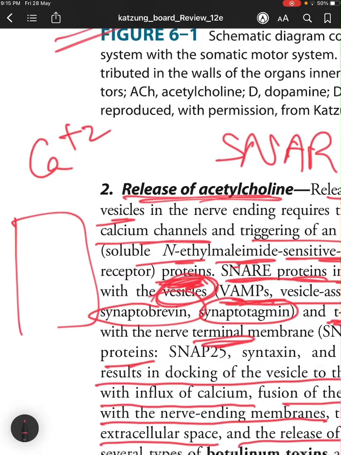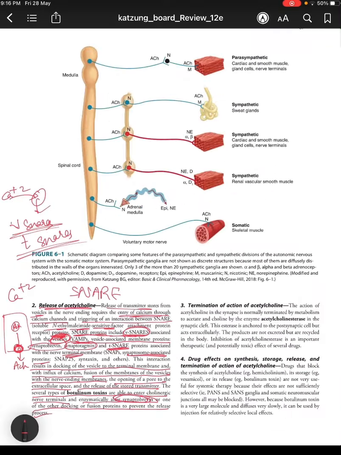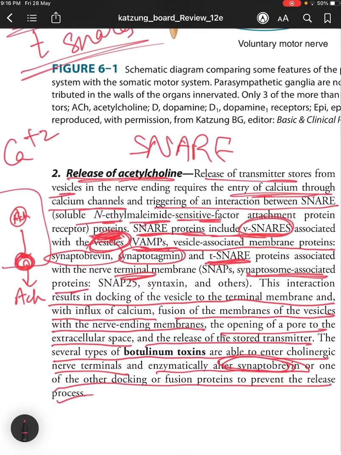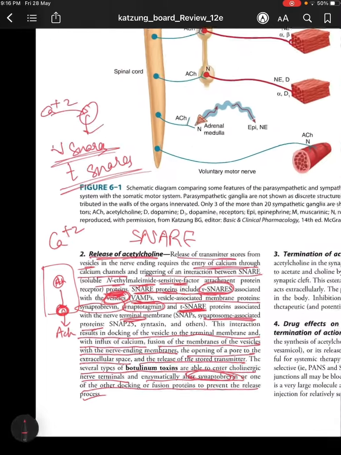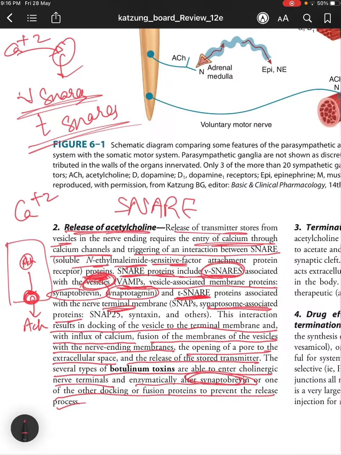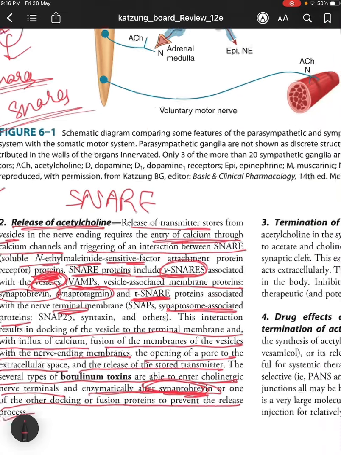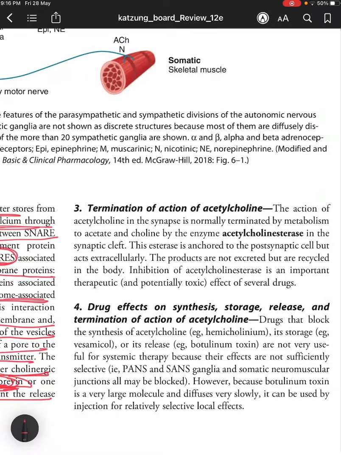So what happens is, basically within the cell, you need the vesicles of ACh to come and fuse and then to release the ACh. Alright, so this fusion with the membrane of the cell cannot occur if there is any disturbance in the SNARE interactions or calcium influx. So what botulinum toxins do is they are able to enter the cholinergic nerve terminals and enzymatically alter synaptobrevin or one of the other docking or fusion proteins.